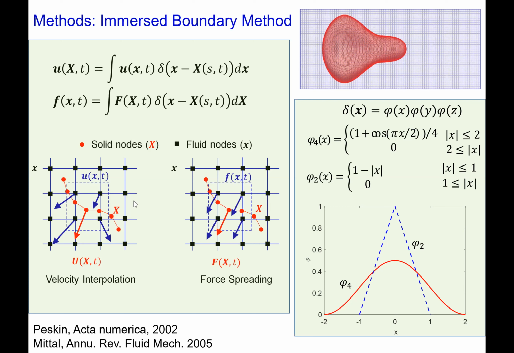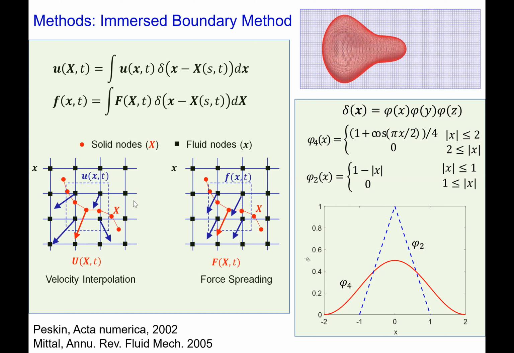As you can see from the figure on the left, from the fluid velocity, we have u(x), and then we have the solid velocity, capital U(X). In order to calculate the capital U(X), we do an average for the surrounding fluid, and then apply that average velocity to the solid. Similarly, for the force, we calculate the solid force, and then that solid force, capital F(X), will be distributed to the local fluid, so that the fluid can feel the existence of the solid. In this way, we achieve the two-way coupling between the fluid and solid.